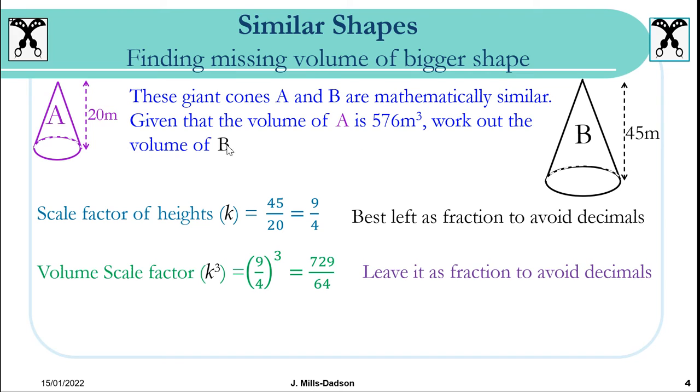We are looking for volume of B, which is a bigger one. So we need to take the volume of A and multiply it by 729 over 64. And that will give us 6,561 meter cubed. So it's just the dynamics, knowing how to move from K to K cubed and so forth. That's why I gave you those kinds of movement for you to understand.